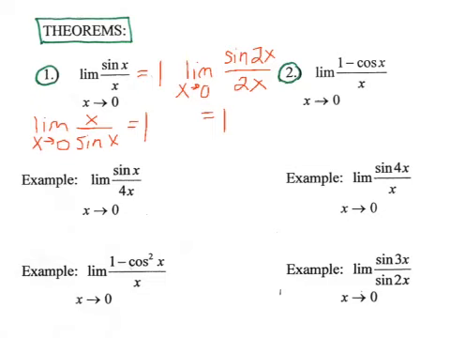Moving on to the next theorem, we have the limit as x approaches 0 of 1 minus cosine x over x. This equals 0. And this is the only part of the theorem that you need to memorize. Okay, so let's use these two theorems for the following examples. Let's take a look at our first one.